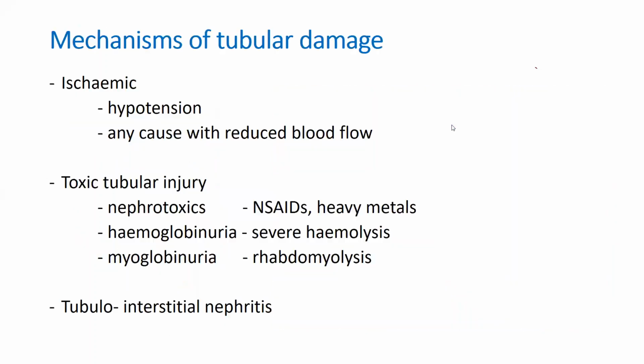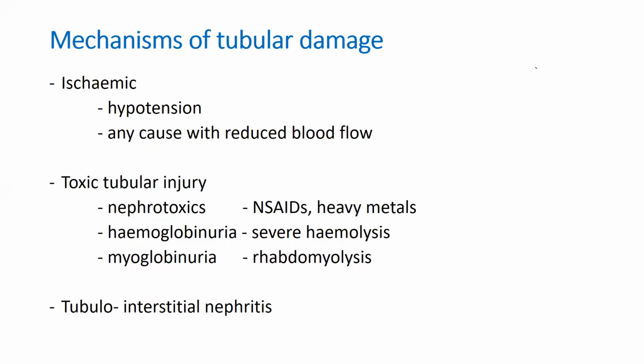So how can these tubules get damaged? Mainly the tubules can get damaged because of ischemia, for example, hypotension, or any cause that's going to cause reduced blood flow to the kidney will cause ischemic tubular damage. The other way the tubules can get damaged is through direct toxicity. For example, nephrotoxics like heavy metals and NSAIDs.